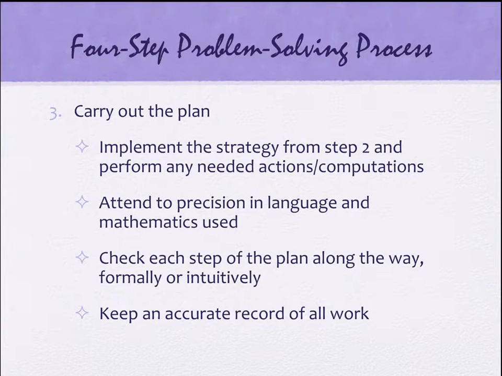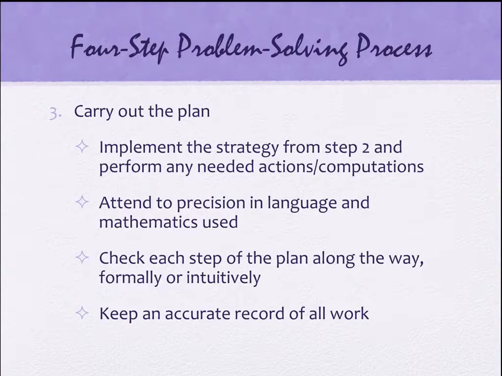After we've figured out what we want to try to do, we're going to actually do it. Carry out the plan. Implement the strategy from step 2 and perform any needed actions or computations. Attend to precision in language and the mathematics used. Check each step of the plan along the way, either formally, so that means actually plugging a number back in and seeing if it works, or intuitively, that means asking yourself, does this make sense? Okay? And then keep an accurate record of all your work.